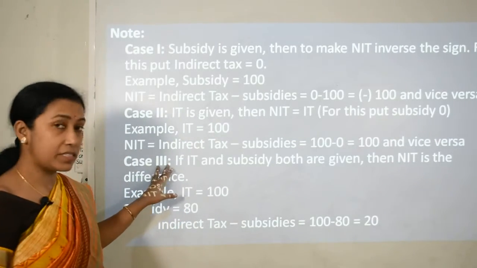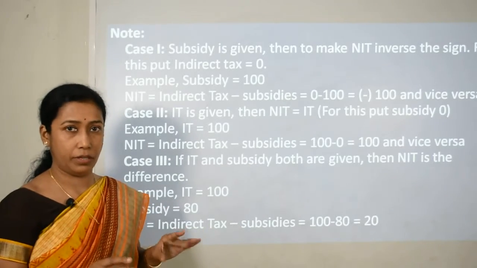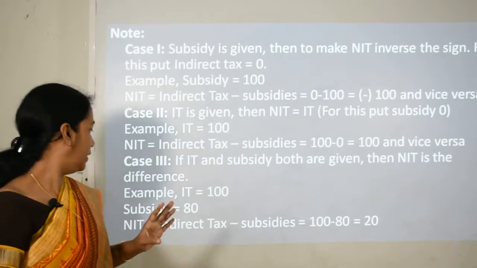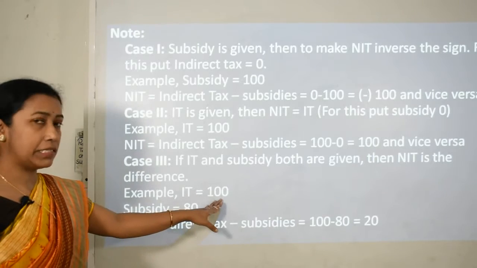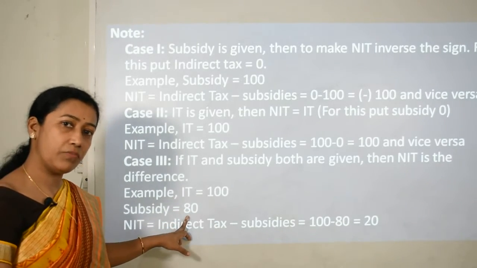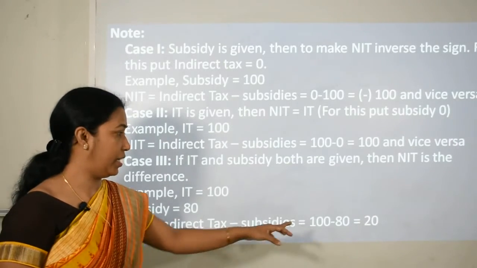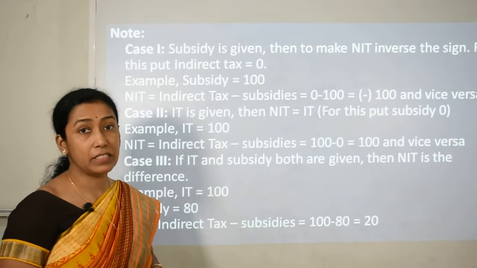Now the third case: indirect tax and subsidy are both given. Indirect tax is given as 100 and subsidy is given as 80. Again we apply the same formula, net indirect tax equals indirect tax minus subsidy, and we get 100 minus 80, that is 20.